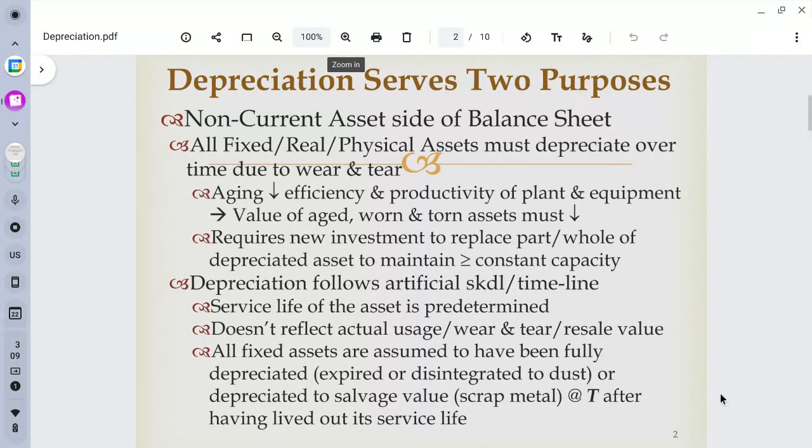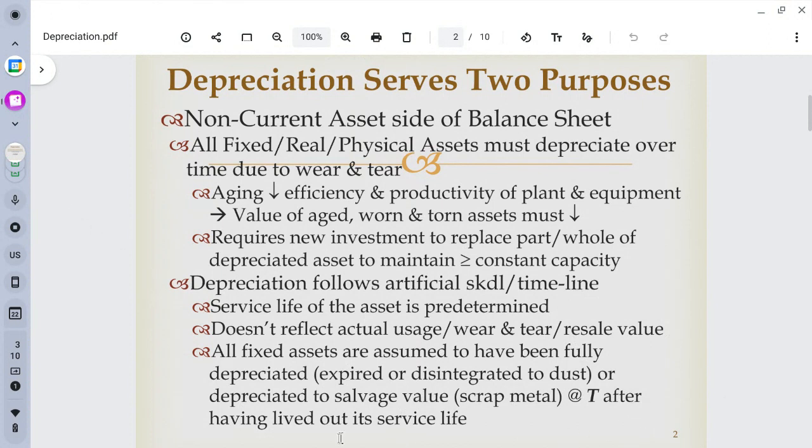But according to depreciation of business assets, it's artificial. 5 years later, the company vehicle will have been completely disintegrated. So it's been really used to its full extent, assumed to have been used to the full extent, and it's fully depreciated or depreciated to salvage value. Salvage value is some scrap metal value, pre-assigned. At uppercase T, which means terminal time, that's the end of the service life.